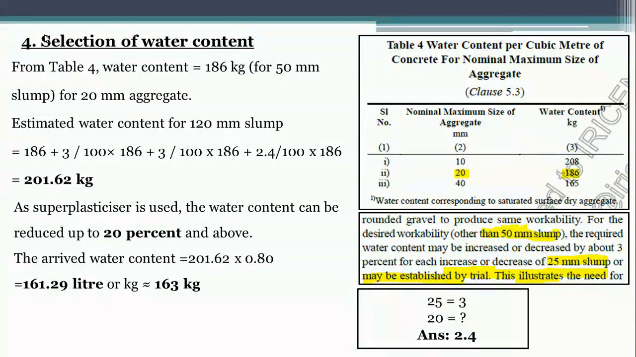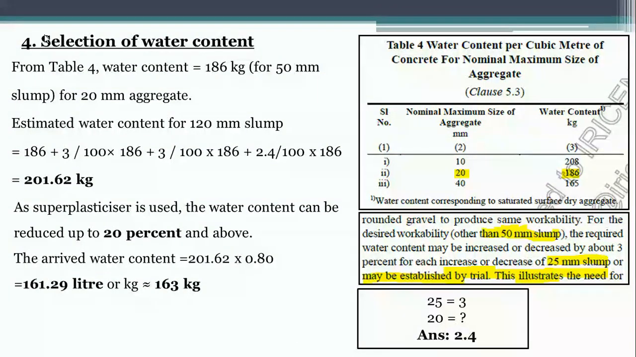If you refer to the code book, it is given directly as 8.4 divided by 100 into 186. To make you understand, I have split up the calculation. 186 plus 3 by 100 of 186 is for 25 mm, another 25 mm extra, that is for 75 mm, plus 3 by 100 of 186 is for 100 mm. Another 2.4 by 100 into 186 is for 20 mm. By adding all this, you will get the water content for 120 mm slump.